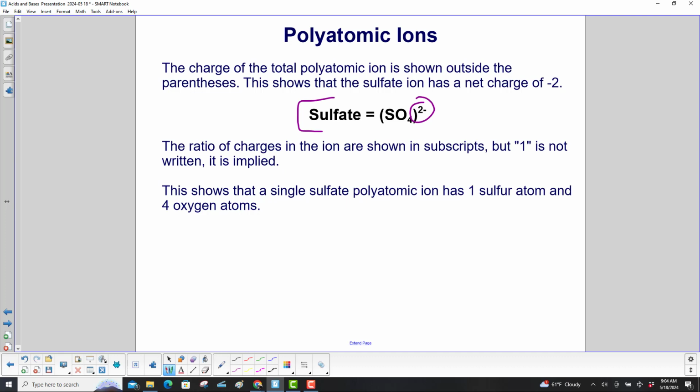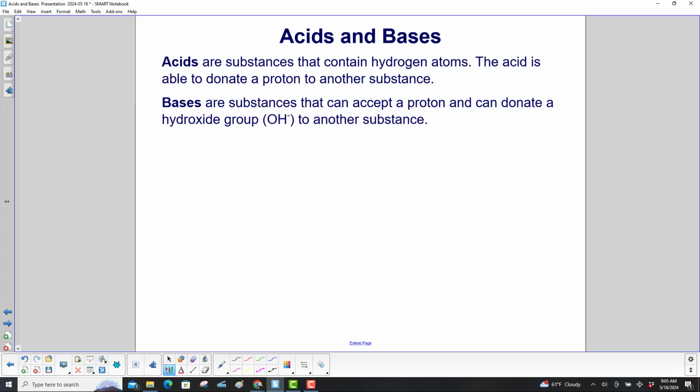The ratio of atoms in the ion is shown in subscripts, that's right here, the 4, but 1 is not written, it is implied, so there's 1 sulfur atom, but you don't have to put a 1 there. This shows that a single sulfate polyatomic ion has 1 sulfur atom and 4 oxygen atoms. Acids are substances that contain hydrogen atoms. The acid is able to donate a proton to another substance. Bases are substances that can accept a proton and can donate a hydroxide group, OH-, to another substance.